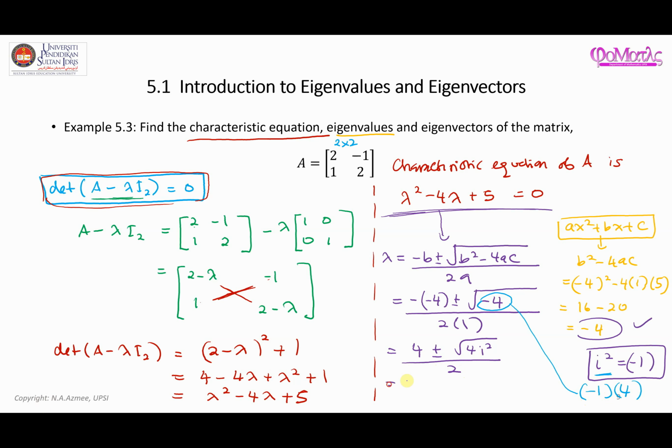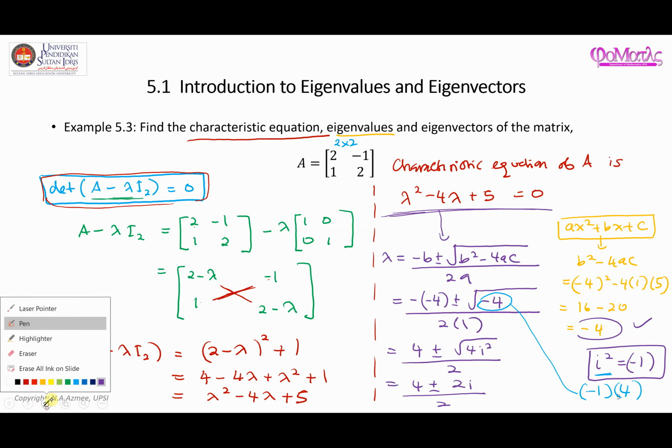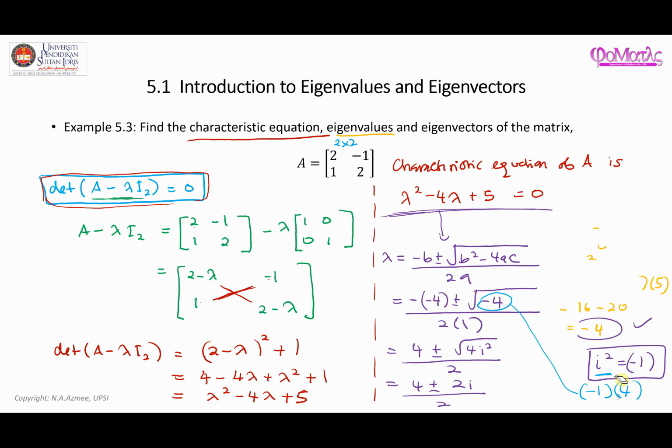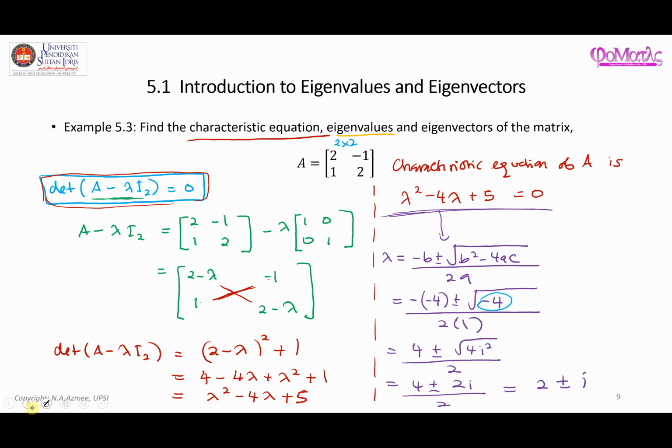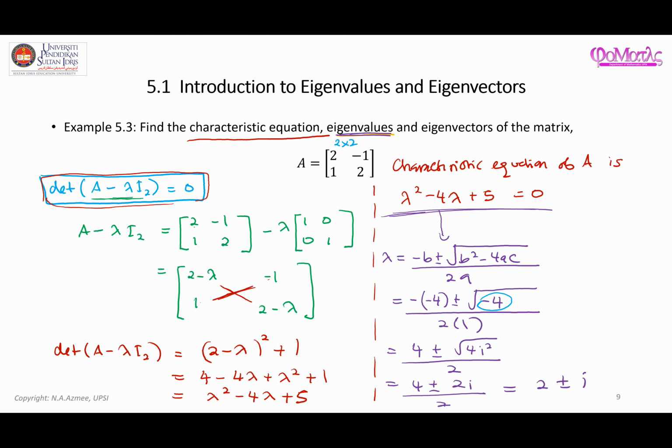This is divided by 2, and by doing that you can find the square root of 4i squared, so it becomes 4 plus minus 2i over 2, and that can be further simplified. So 4 over 2 is 2, plus minus i, because 2i over 2 is i, okay? Therefore, we have two values of lambda. Lambda 1 is 2 plus i, and lambda 2 is 2 minus i, and these are actually eigenvalues. So we have managed to answer this question of finding the eigenvalues.